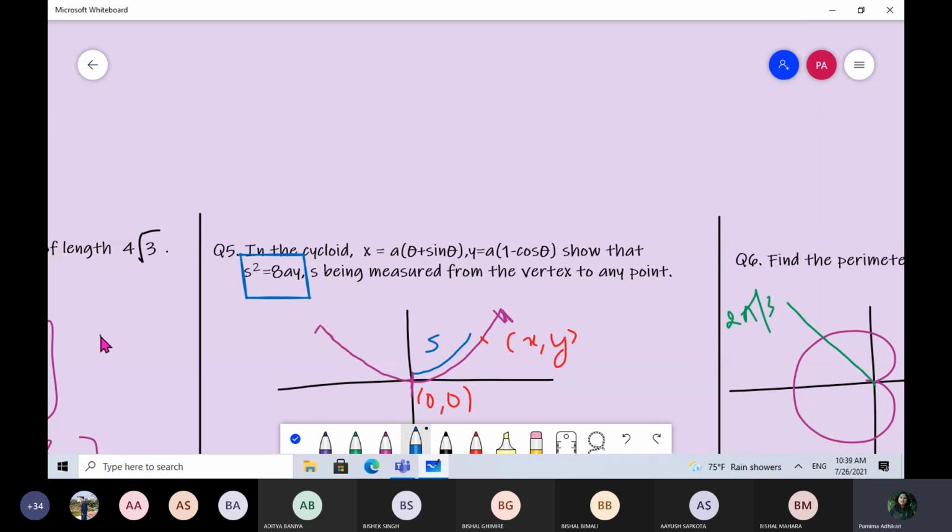Okay, s square equals to 8ay, where s is measured from vertex to any point. So what does this question say? Suppose s is any distance length from vertex. Vertex means origin 0, 0 to any point of the cycloid. कतै कुनै एउटा point सम्म. Let's take x, y in any x, y. So this blue length it's talking about. So let us assume that this is the length. You have to prove that if s is such length, then s square equals to 8ay. That's it. So तिमीहरुले के गर्नु पर्यो?